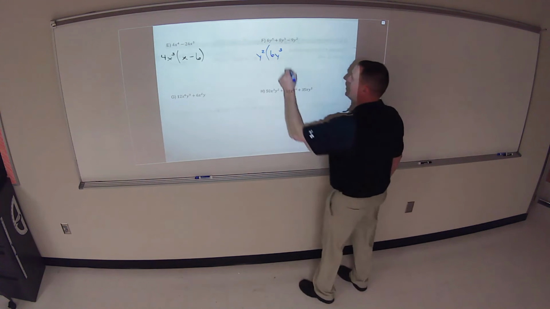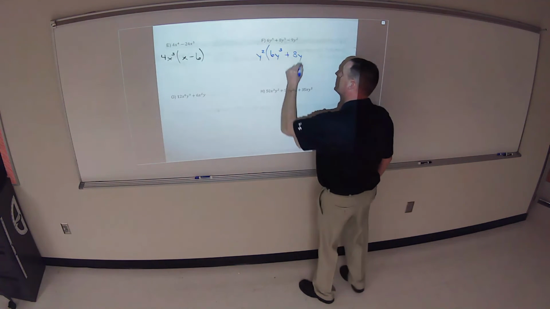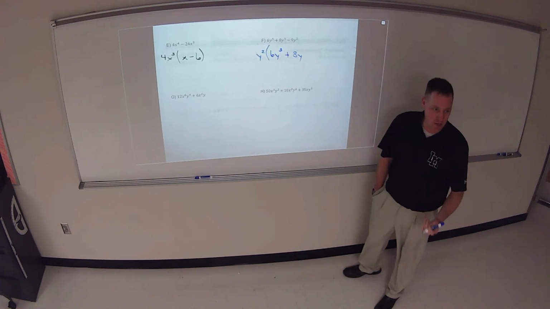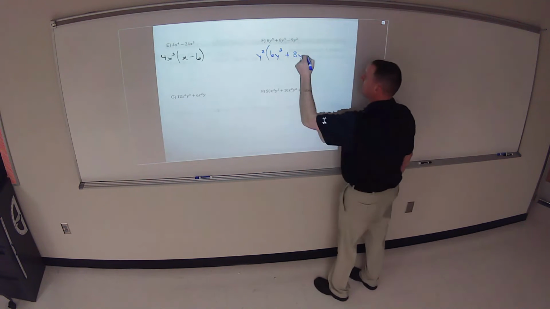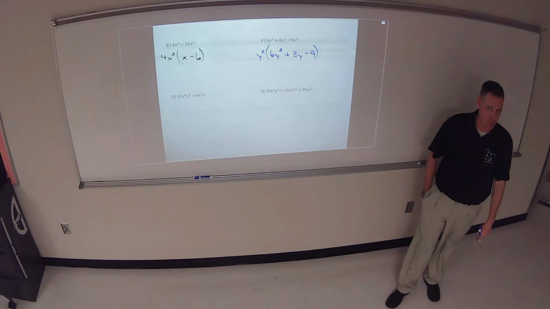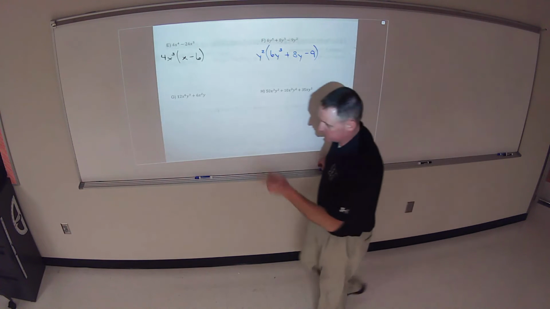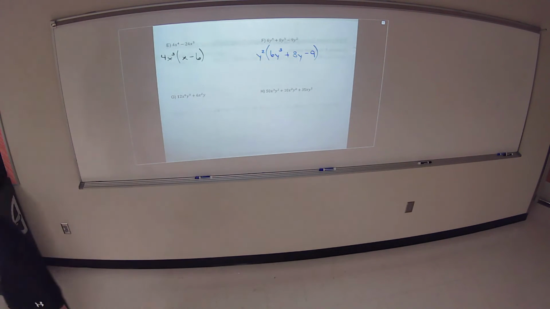Plus, how many y's are now left in the second term? Only 1, so that's 8y. And how many y's are going to be left in the third term? None. So we're going to have minus 9. And that's going to be it. Again, double checking that, multiplying it back through, I should end up with the original problem we started with. Questions on E and F.